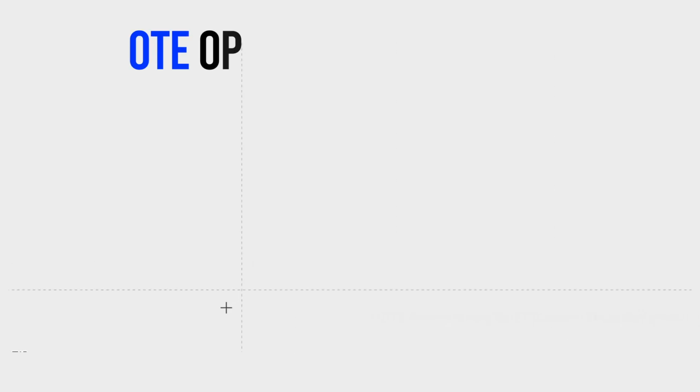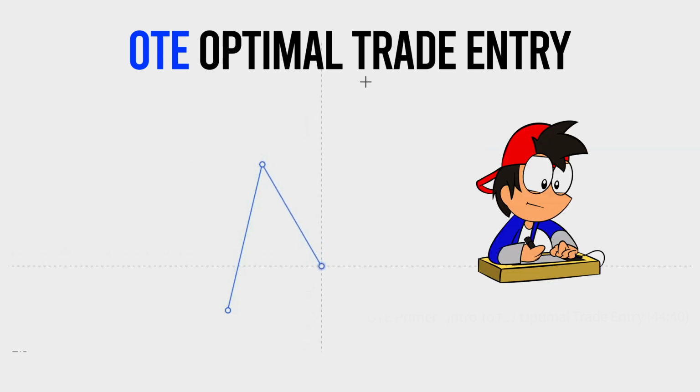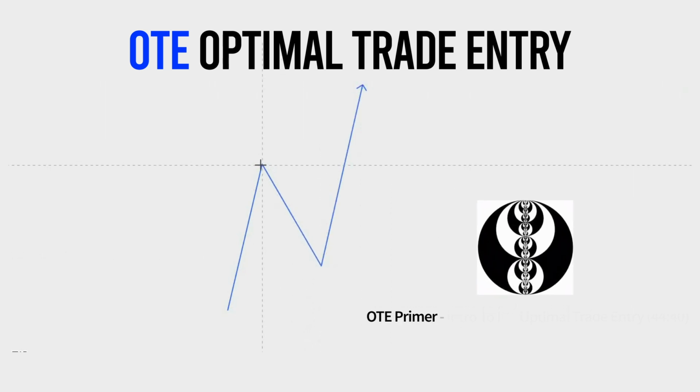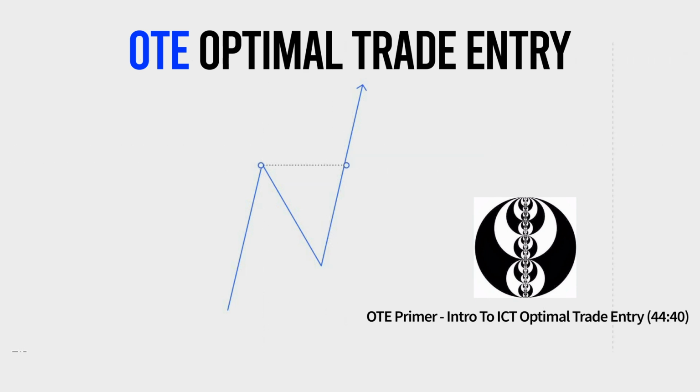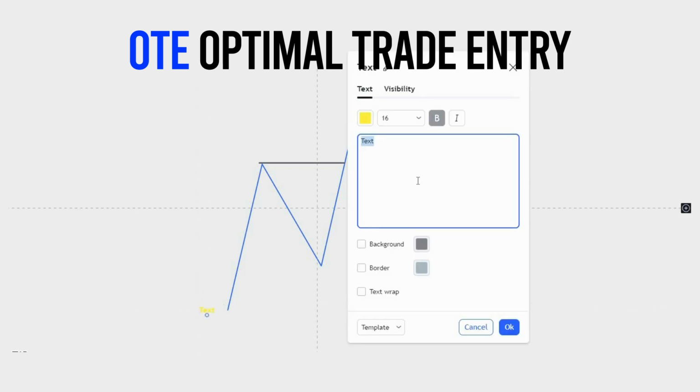This will be a brief video on optimal trade entries, where I'll discuss what to look for and how to utilize them. The content of this video is largely based on a previous video by ICT, which focused on optimal trade entries and had a duration of approximately 40 minutes plus. I highly recommend watching that video as well. My goal is to summarize the key points from ICT's video and deliver them in a more concise format.